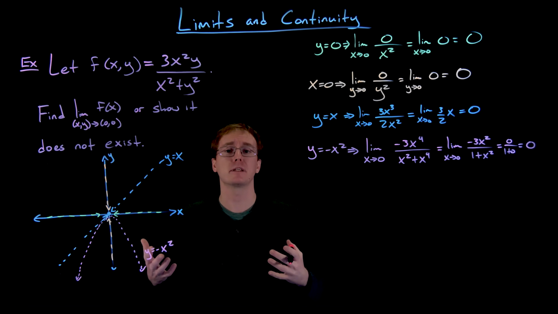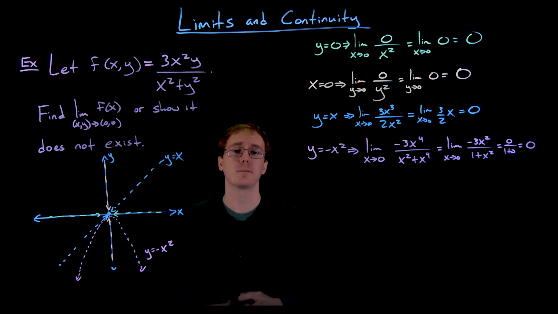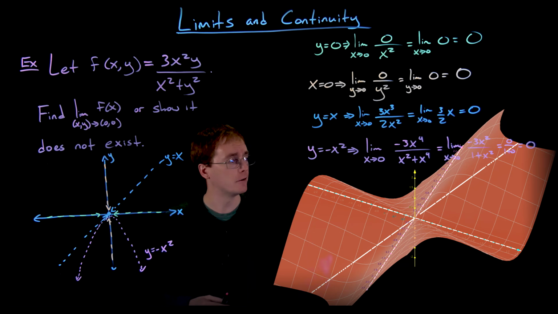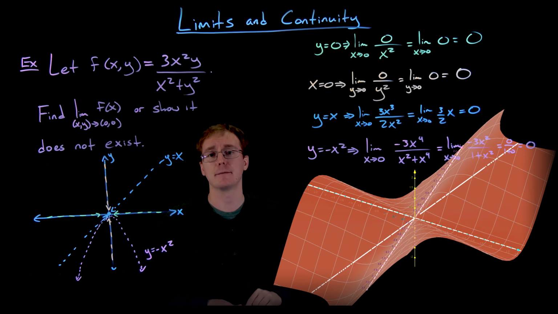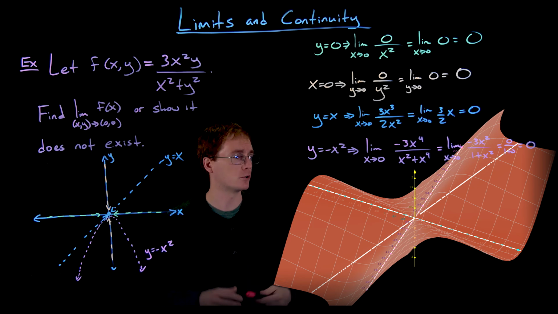And so we've done this purely algebraically just by approaching our point of interest through these different paths. If we go ahead and take a look at the graph of our function, we're going to see this same exact thing happening. No matter which path we take as we approach the point (0, 0), our function is approaching the output or z value of 0 as well.